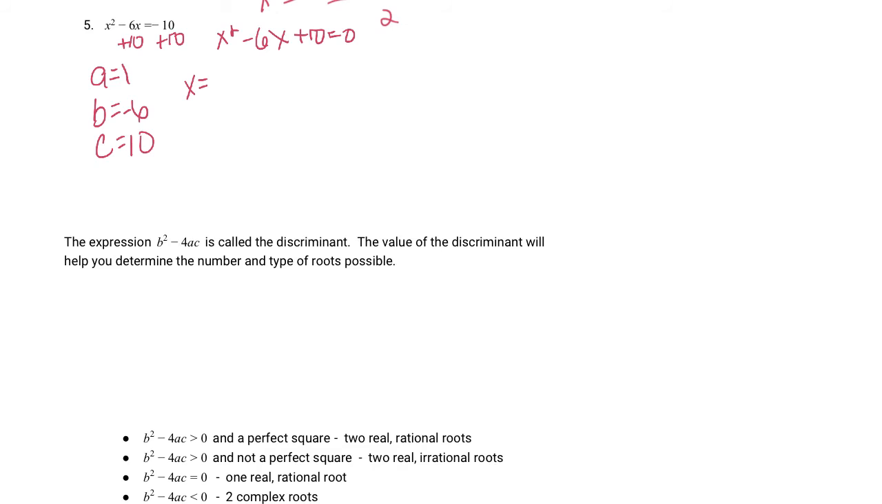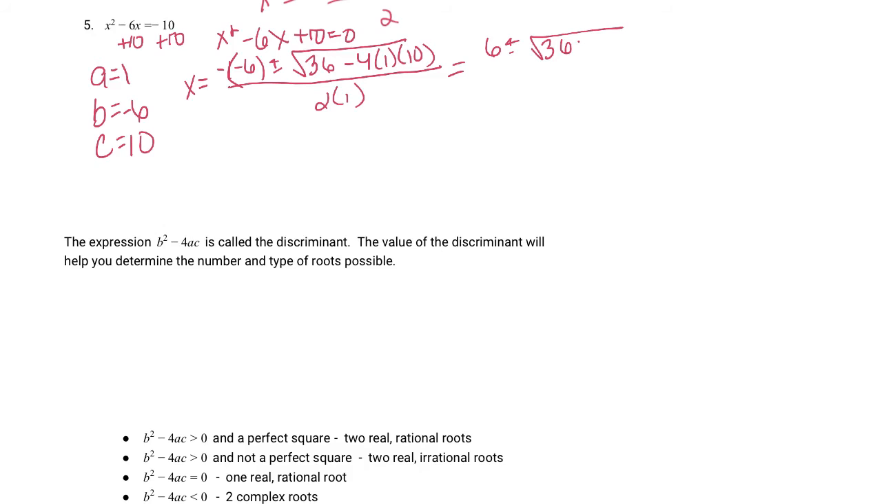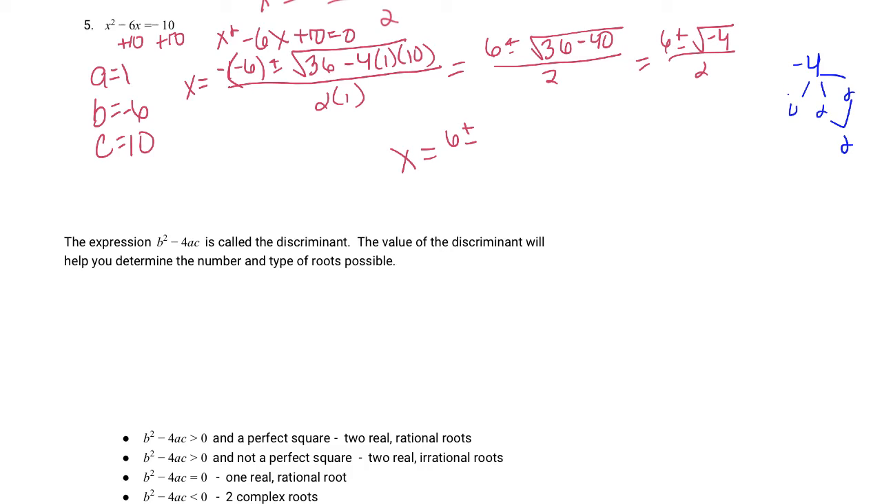So we get x equals -b plus or minus the square root of b squared minus 4 times a times c all over 2a. That becomes 6 plus or minus the square root of 36 minus 40 over 2. That then becomes 6 plus or minus the square root of negative 4 over 2. Well, we can make negative 4 into i and 2 and 2. So when we rewrite this, x equals 6 plus or minus 2i over 2. I can divide everything by 2 and I get 3 plus or minus i for my answer. So x equals 3 plus or minus i.